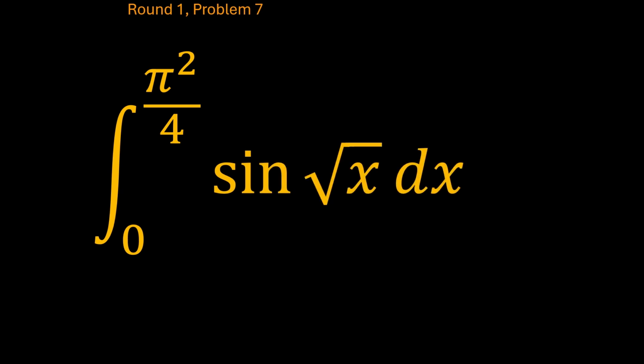Problem 7 of the regular season, MIT Integration Bee 2006. The definite integral from x equals 0 to x equals pi squared over 4 of sine of the square root of x. Interesting problem, also I think fairly easy. None of the contestants was able to solve this problem. We'll show you that part of the snippet and then rush into our solution to the problem.